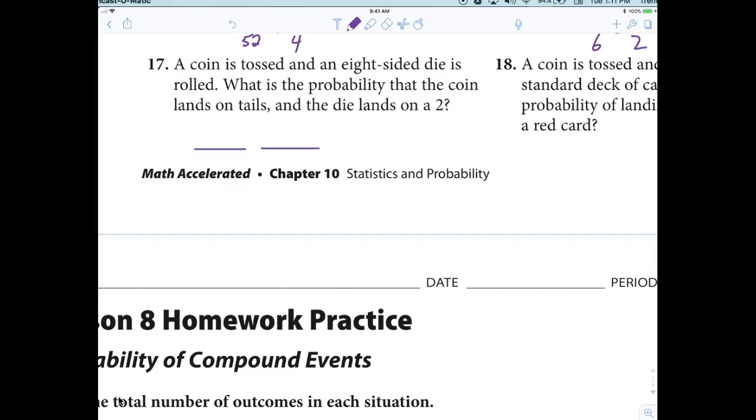All right? When you throw a coin, what's the probability that you get a tail? 1/2. So everybody put a 1/2 down. And then what's the probability that you land on the number 2? 1 out of 8. Fundamental counting principle, just multiply those together so you would get 1 out of 16. All right, is everybody kind of getting the hang of it? It's not that hard. All right, let's try 18.